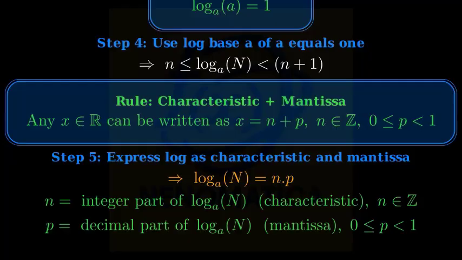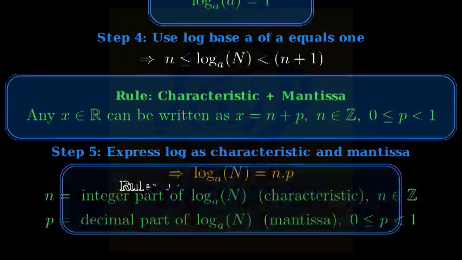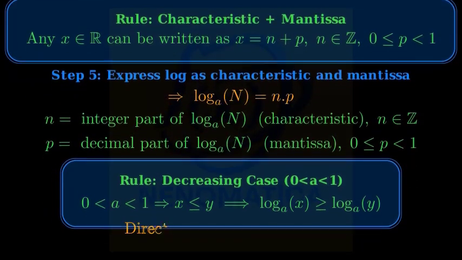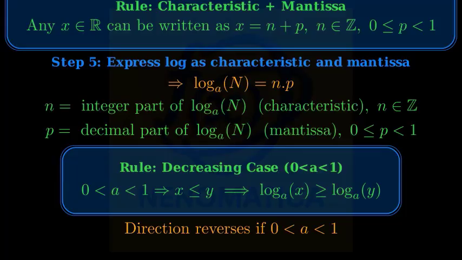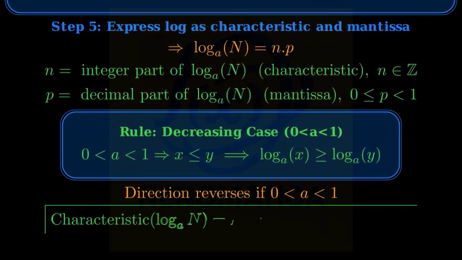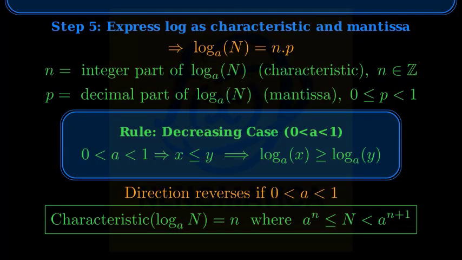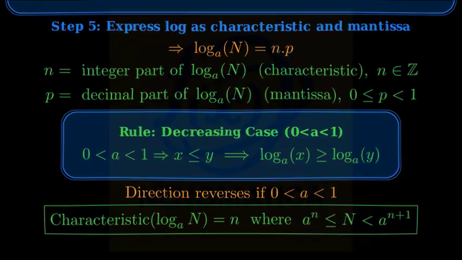Important note, if the base is between 0 and 1, log base a is decreasing, so all inequality signs reverse in steps 2 and 3. Final statement. The characteristic of log base a of n is the unique integer n such that a to the n is less than or equal to n and n is less than a to the n plus 1.